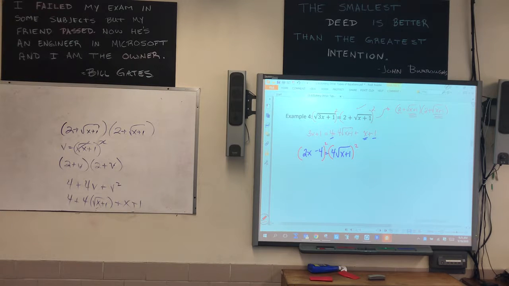So when I do that, now I get 4x squared on the left minus 16x plus 16. That's what that thing there multiplied by itself will look like. The right-hand side turns into 16, so the 4 squared, and now I square this, right? Gives me x plus 1.